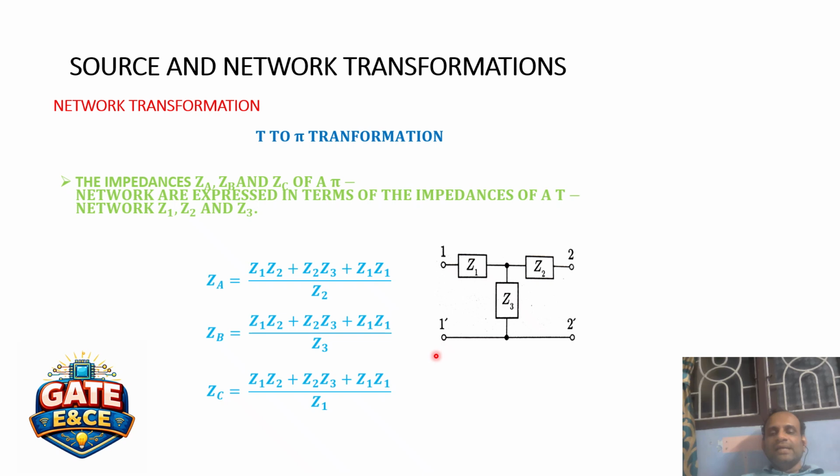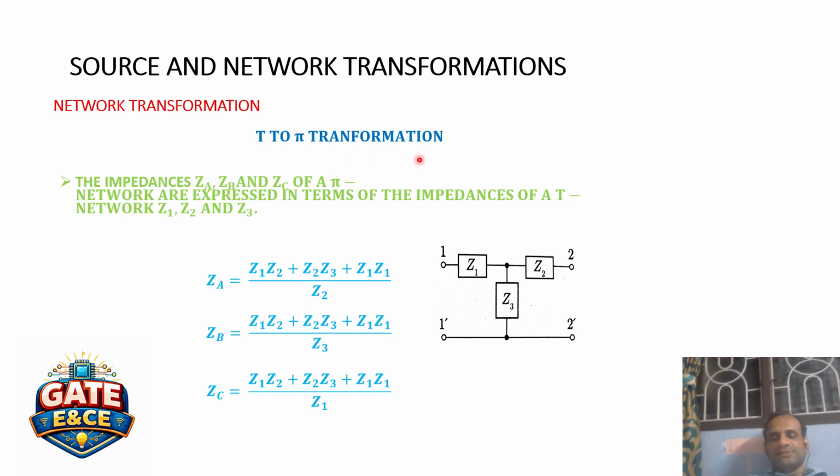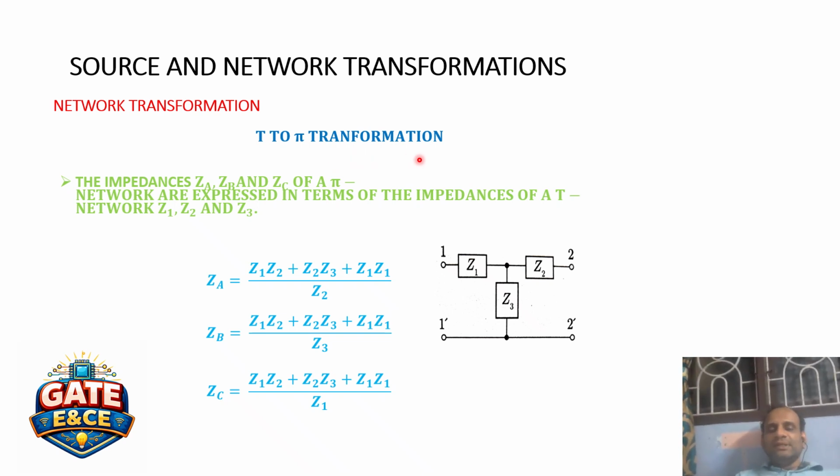So across 1, 1 dash you have ZA, across 1, 2 you have ZB. And finally across 2, 2 dash you have Z1Z2 plus Z2Z3 plus Z3Z1 divided by Z1, which is not common to 2, 2 dash. So this is the T to pi transformation. We have another transformation, pi to T, which we will see in the next slide.